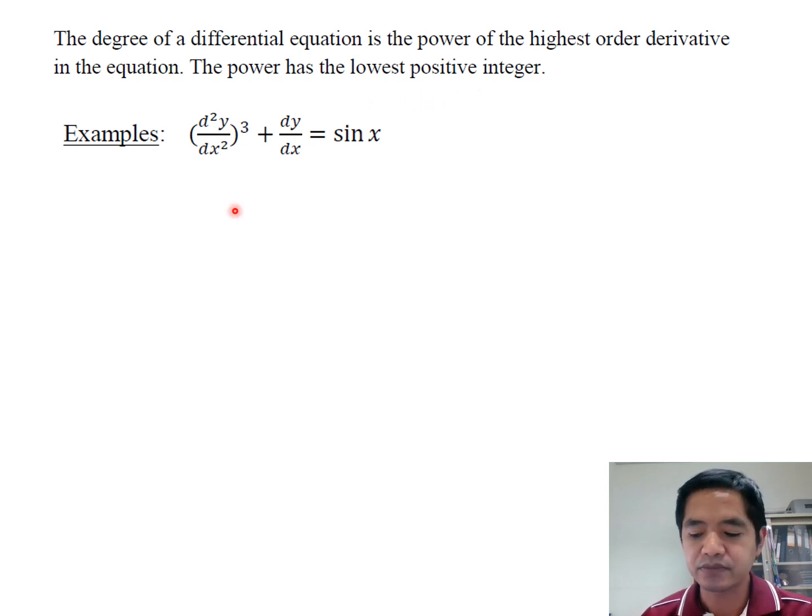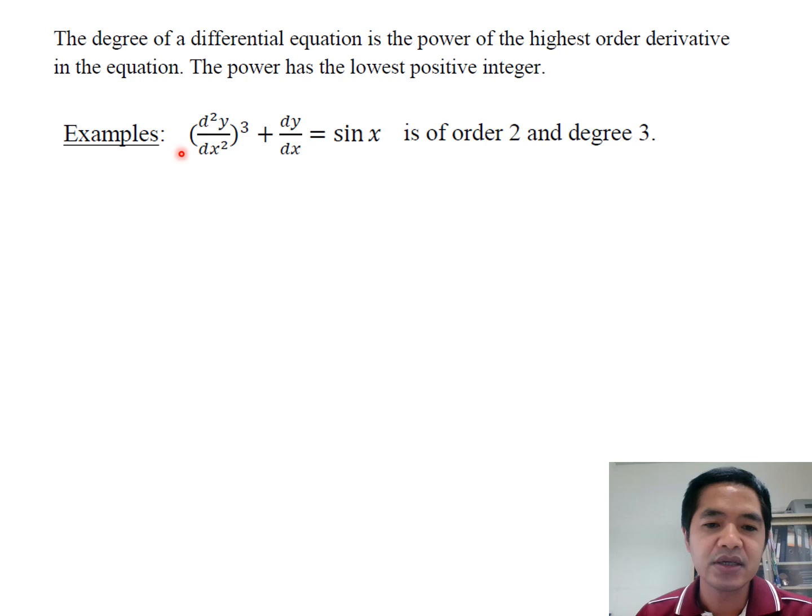Okay, now let's take a look at an example. This is d square y over dx square, in parentheses, to the third, plus dy over dx equal to sine x. This term is the highest order, which is second order, right? And the power on it is the third, which is 3 here. So this equation has order 2 and degree 3.